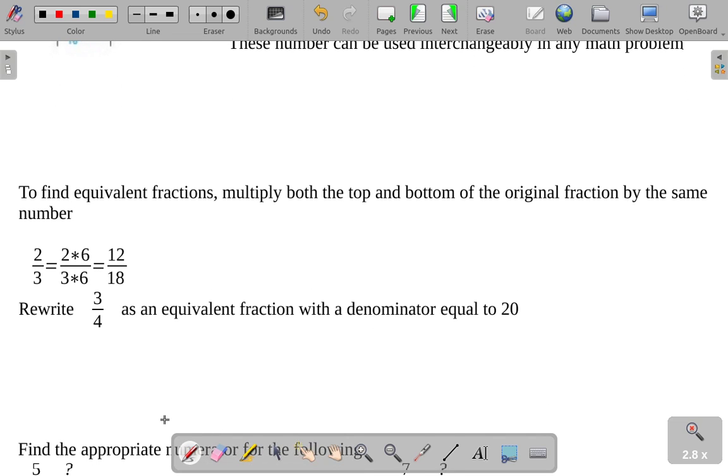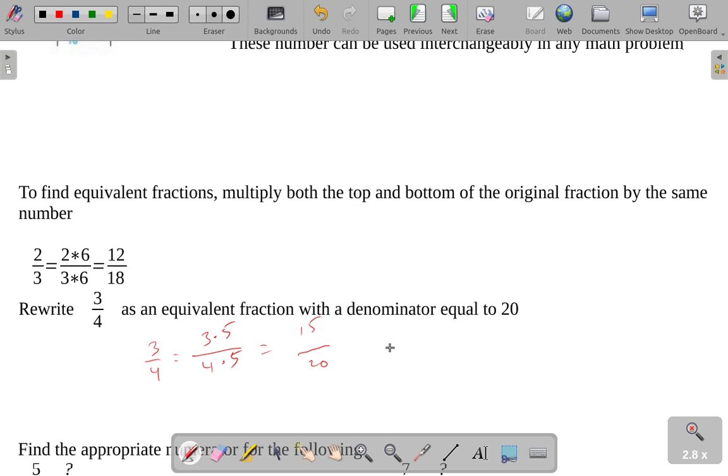This means I can also do things like, if I have 3/4 and I want it to have a denominator of 20, I can figure out how to do that. I have 3/4, and I want the bottom to be equal to 20. So I need to figure out, okay, what do I multiply by 4 to get up to 20? Let's see, 4 times 5 is equal to 20. But I can't just multiply the bottom by 5. I would also have to multiply the top by 5. We would get 15 over 20.